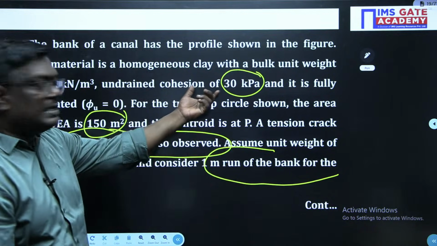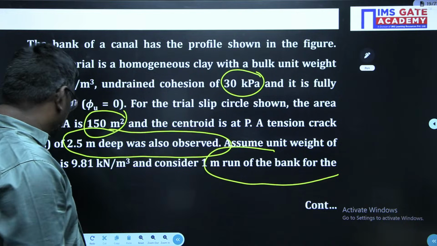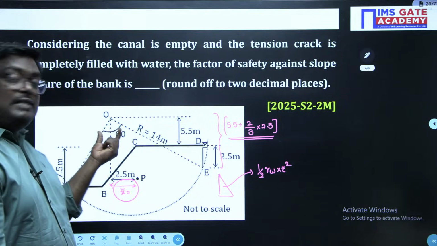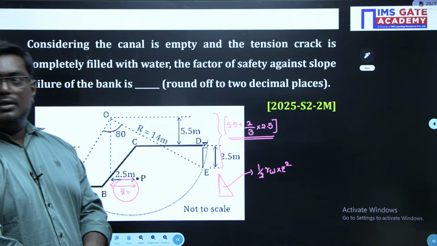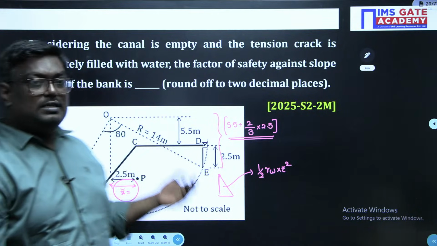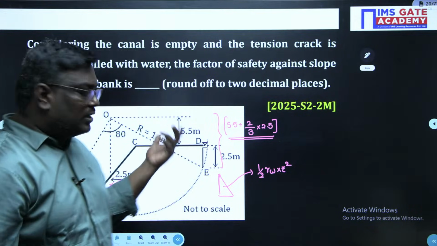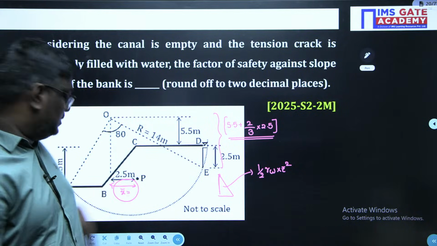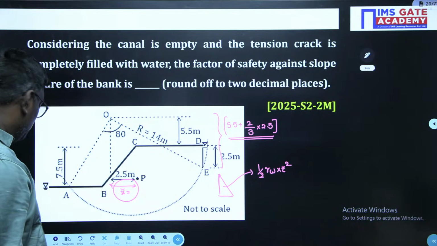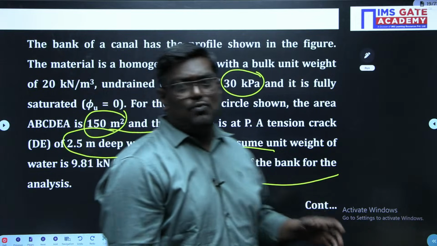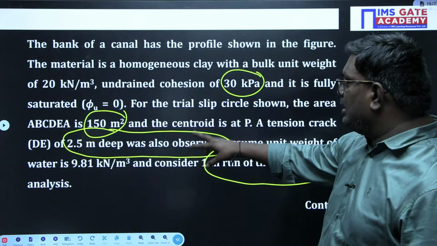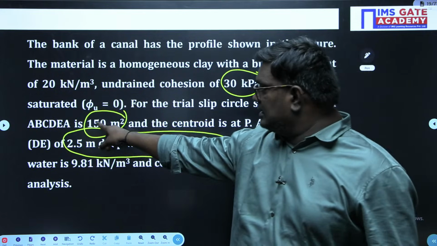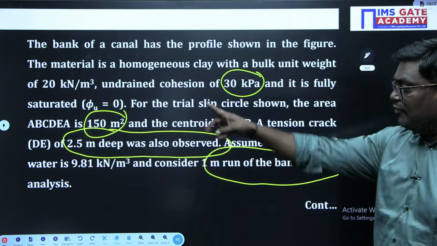Here cohesion is given as 30. Length is given as radius into theta. Radius is 14. Theta is 80 into pi by 180. Into the other thing, which is 18, into the other value R, which is 14. Now weight, how will I find it? Gamma is equal to weight by volume. Weight is equal to gamma into volume. Here the unit weight gamma is given as how much, sir? 20. Volume can be written as area into 1 meter, so 150 into 1.